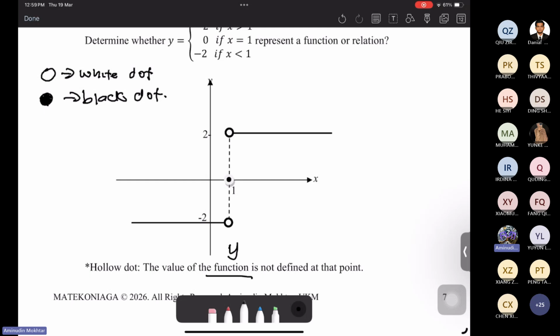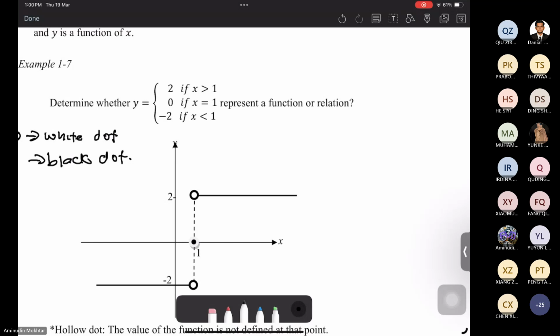That's why these two types of dot, white or black, are very important because they have different meanings. If you want to check whether the function, the value of y, the value of output exists or not, we can use a black dot or white dot to represent the existence of x and y.